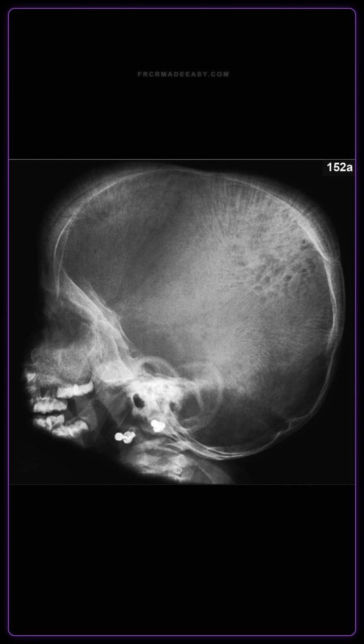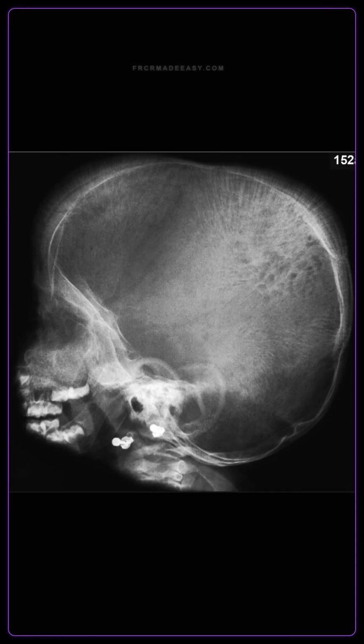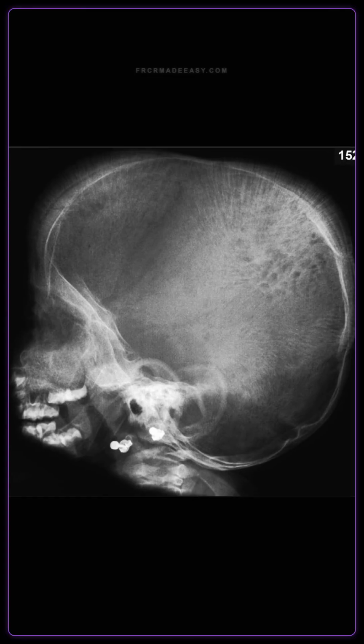A patient presents following a head injury. I am showing you the lateral radiograph of the skull. Describe the findings.